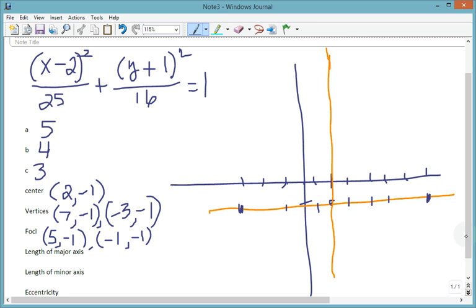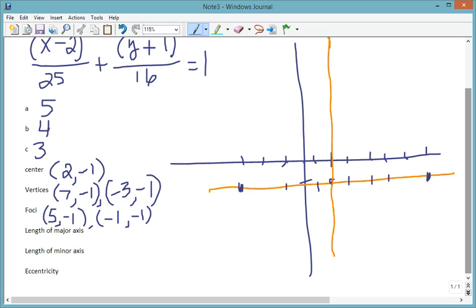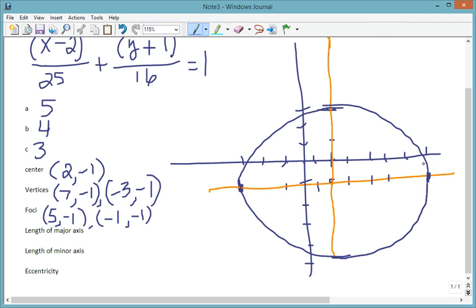Okay? Now to sketch the graph, I would go up from my new center, up 1, 2, 3, 4, right? And down 1, 2, 3, 4. So I'm over 2, right? Up 4 from the -1 and down 4 from the -1. So I can just sketch this in. And that's my ellipse. It really looks quite round, doesn't it?